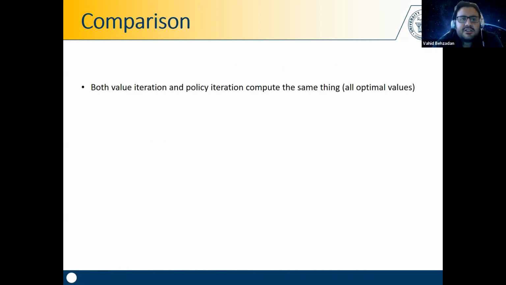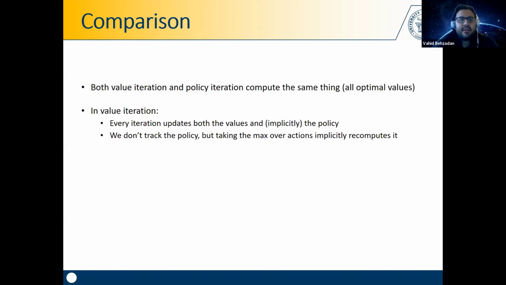Now, let's do a quick comparison. I know that the class time is over, but bear with me for a few more minutes so that we can finish this topic. Both value iteration and policy iteration compute the same thing. They are all calculating the optimal values. In value iteration, every iteration updates both the values and implicitly the policy.